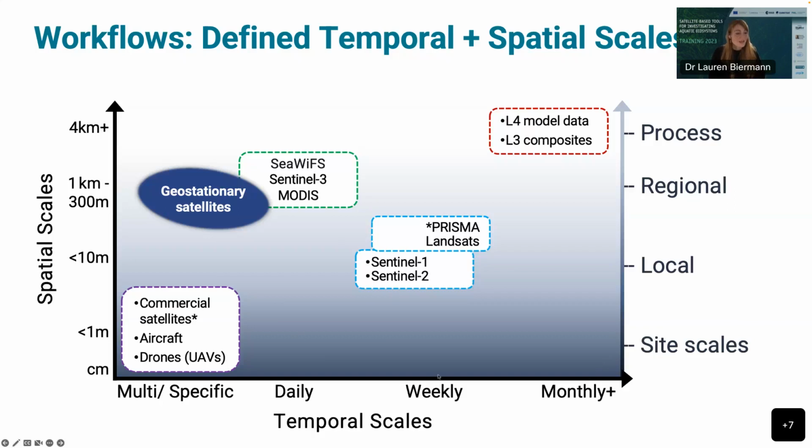Then if you need data multiple times a week or multiple times a month, you get these satellites at higher spatial resolutions and temporal resolutions of about a week. And then at the process scale, if you want data once a month, once a season, or annually, you start to look at these level 3, level 4 composites. This will make sense to you by the end of the talk.